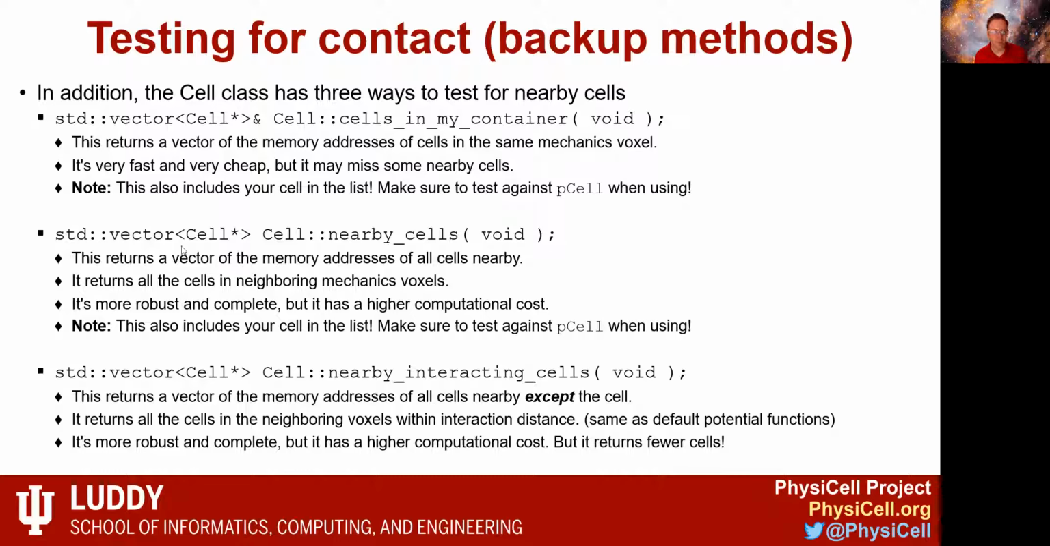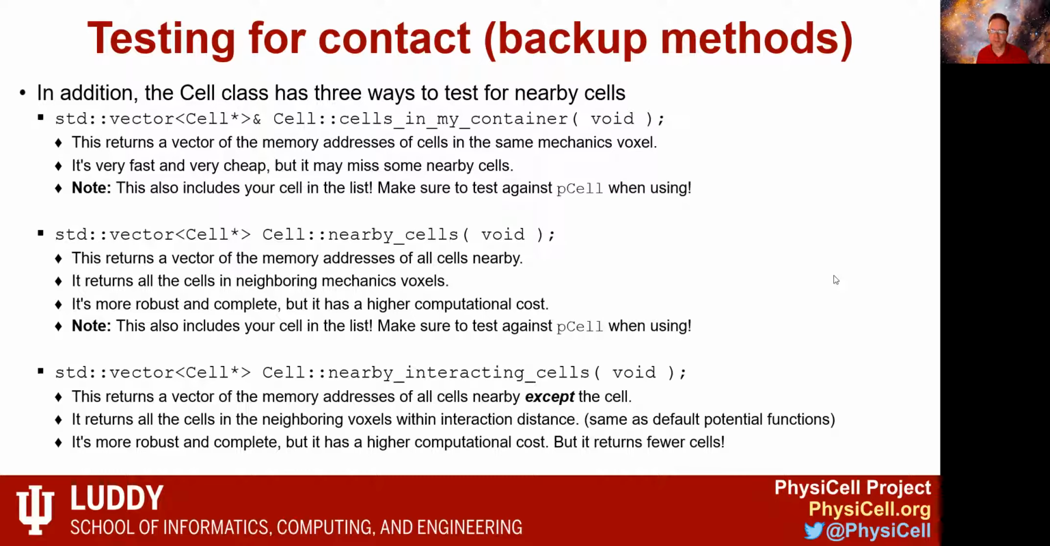Another possibility is we basically expanded this to make a function called nearby cells that will check not only my mechanics voxel, but the ones nearby and concatenate them into a bigger vector of memory addresses. So that's a more complete list, but it comes with a little bit of extra computational cost of creating and concatenating that list, all the memory copy operations, things like that. And also this will include your own cell because it's in one of those containers.